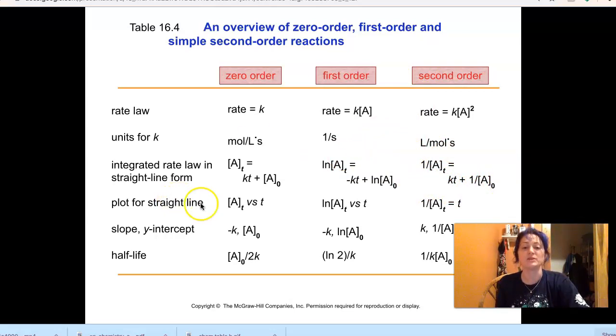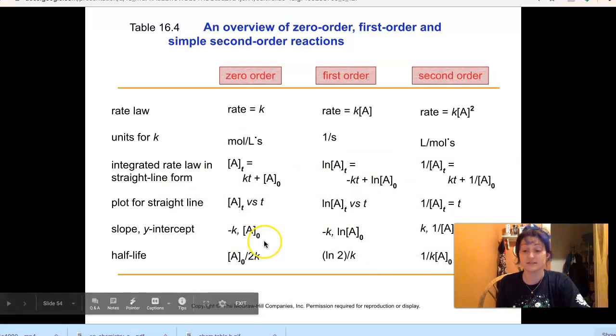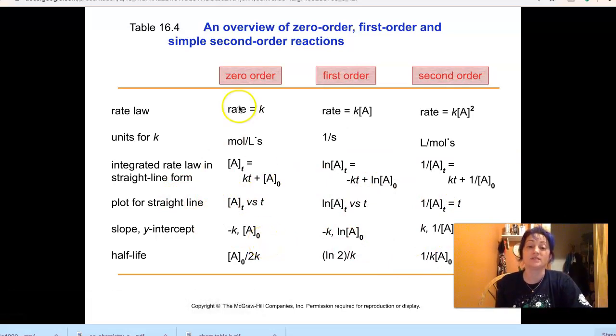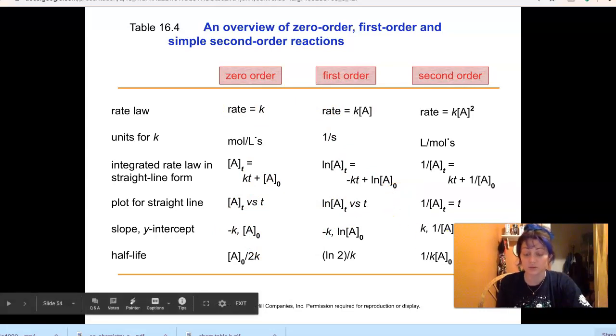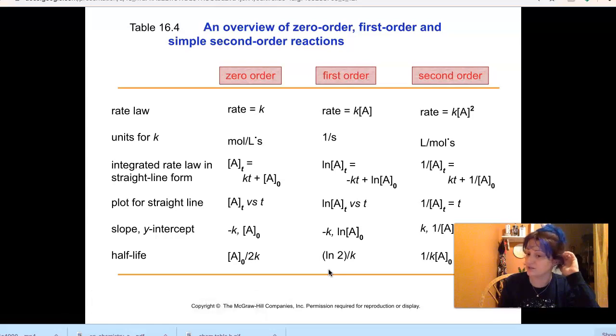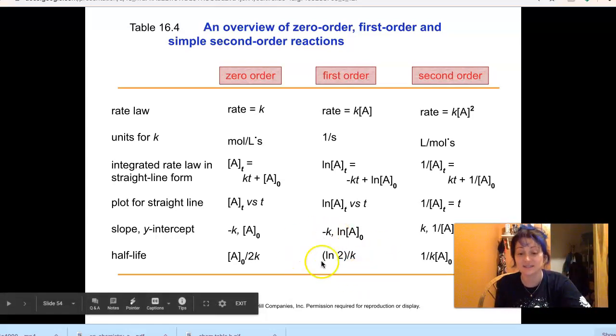All right. And then when you look for those straight line plots, you should know the sign of the slopes. 0 and 1st order both have a negative slope, whereas 2nd order has a positive slope. And for half-life, the half-life equation that you should really remember or be familiar with is the 1st order. That's the one that is constant. It is not dependent on concentration, as you can see. And that's where T1/2 equals ln 2 over K.